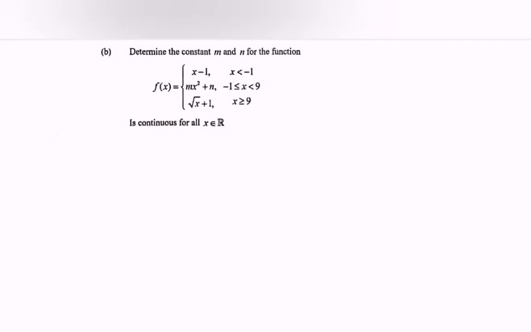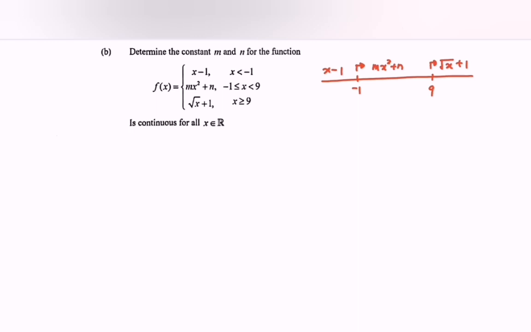Kindly refer to part B. Determine the constants m and n for the function. Kindly illustrate the situation on the real number line, where we have -1 and also 9. Focus on the left hand side, x less than -1, with the function x minus 1. Then we have mx squared plus n. Continue, we have the square root of x plus 1.